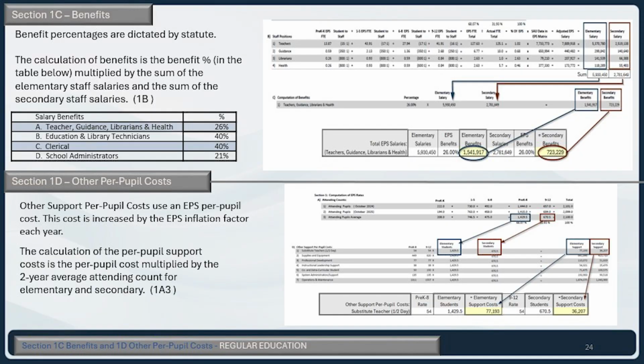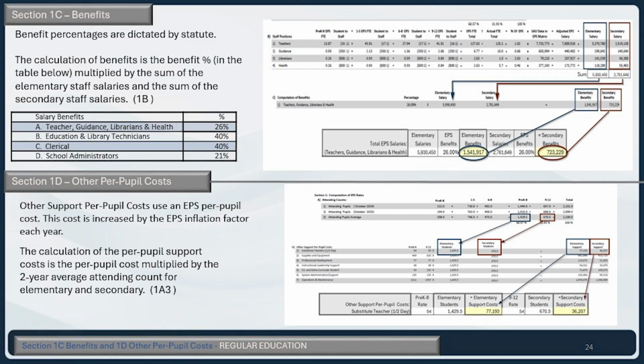So once we have, again, calculated that for every staff member, and we have the total amounts for the elementary and secondary salaries, we then simply calculate benefits using the percent of benefits which is in statute. So it's just simply multiplying the percent of the benefit by the salary amount broken out by each of the positions that they have in the formula.